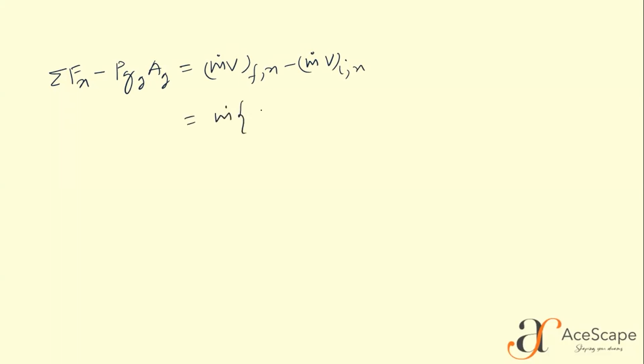Now, apply the momentum equation now. Force in x direction is Fx minus the gauge pressure into the area A1 is equal to final momentum rate in x direction minus initial momentum rate in x direction. Everything they have given, mass flow rate, let's take it common, final velocity minus initial velocity.